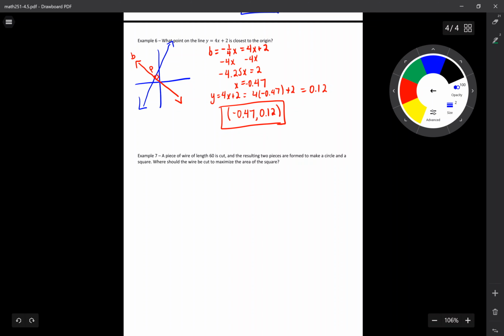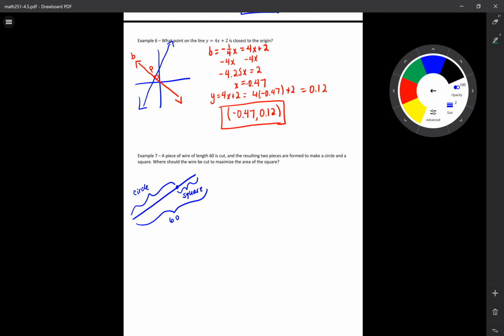So I have a wire here. It's got length 60, and I want to cut it somewhere and make one piece into a circle and the other piece into a square. And I know that it has total length of 60.